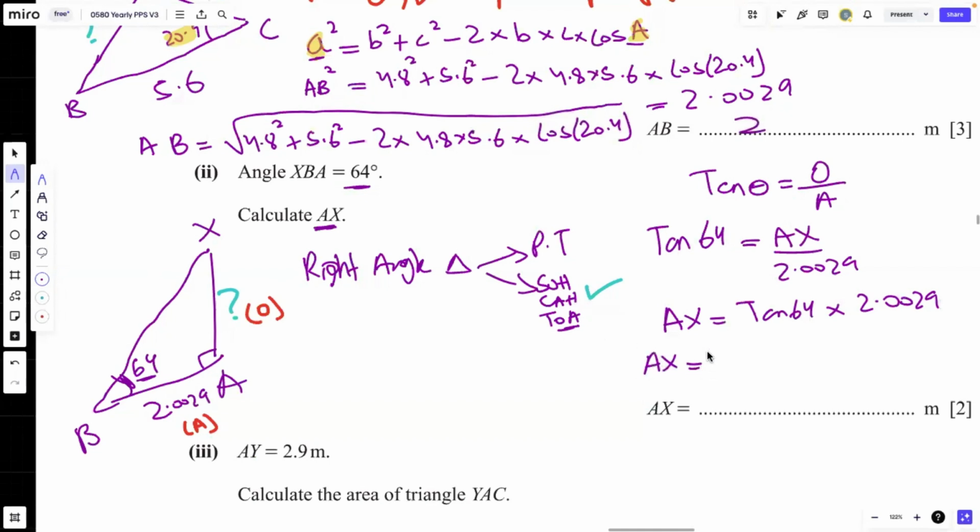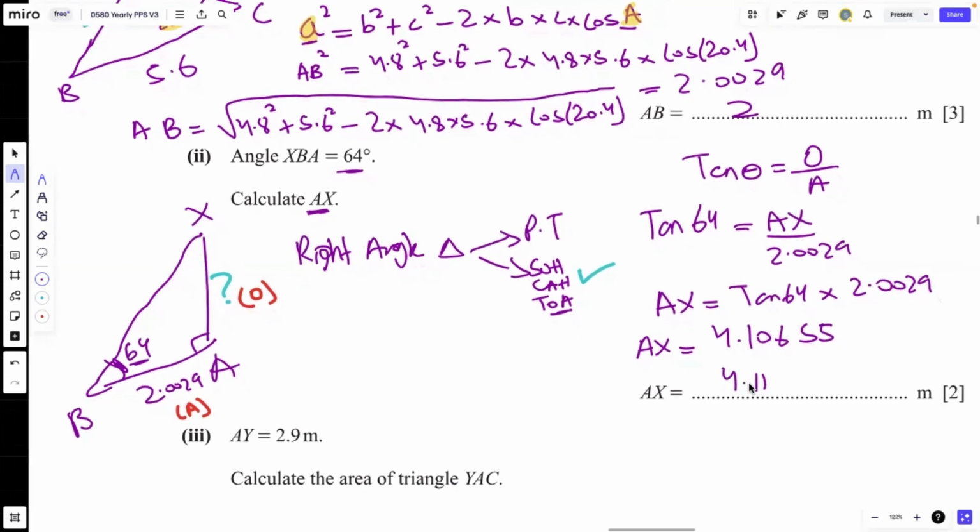So AX comes out to be 4.105, and let's round that up to 3 significant figures. So round it till here. So 6 is going to give it 1 carry to the 0, so that should be 4.1 as the final answer for AX.